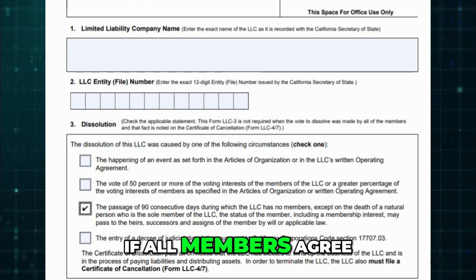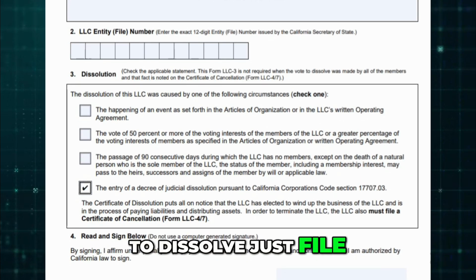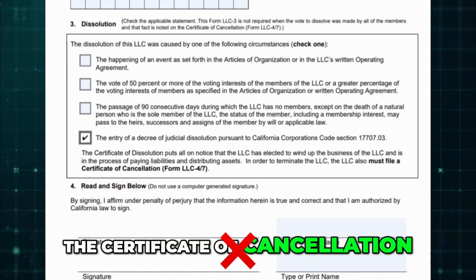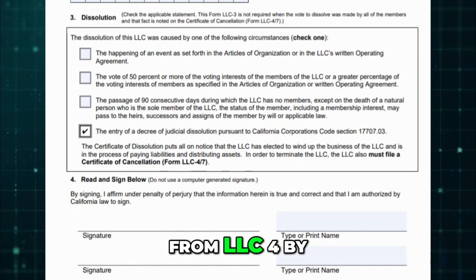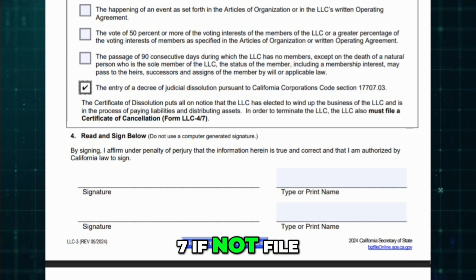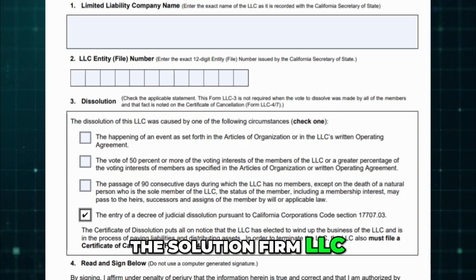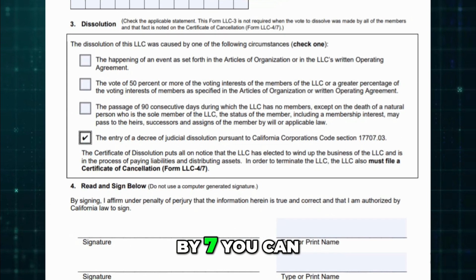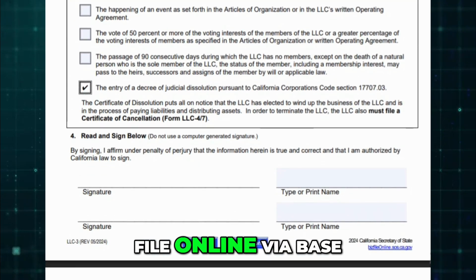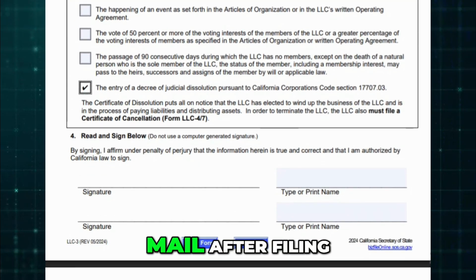If all members agree to dissolve, just file the certificate of cancellation, form LLC-4/7. If not, file both the certificate of dissolution, form LLC-3, and LLC-4/7. You can file online via BizFile Online or by mail.